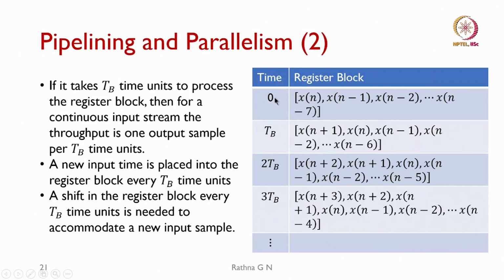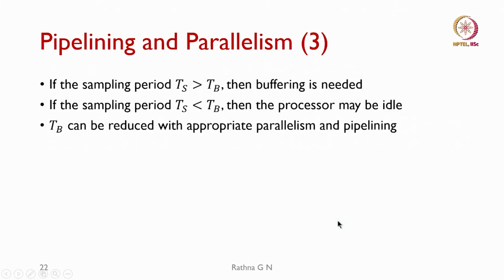So, at time 0, I have all the inputs x of n to x of n minus 7 in the register. At the next clock cycle TB, that is the delay of my computation time, or this block takes TB units, I will be getting the new sample. So, x of n plus 1 to x of n minus 6, and here x of n minus 7 is the last data which is going to be thrown out. In the second clock cycle you will be throwing out even x of n minus 6, and so on whenever new data comes into your buffer.